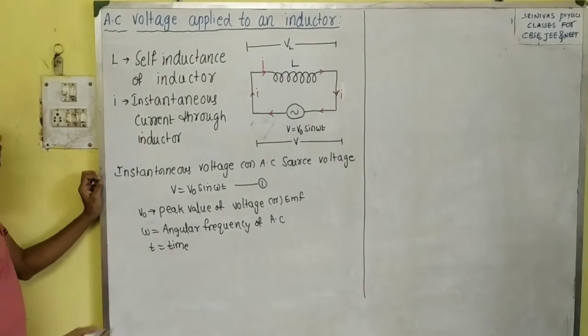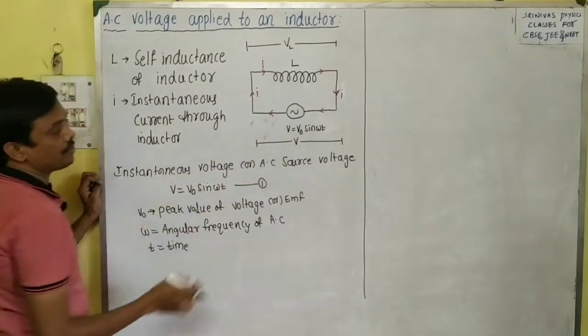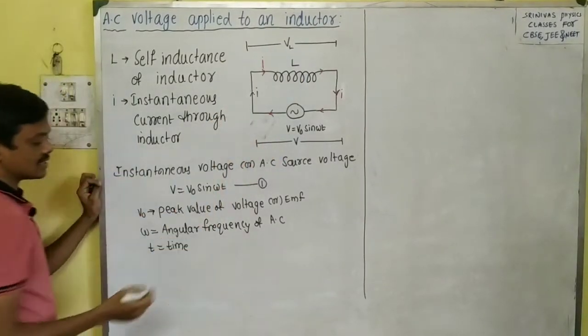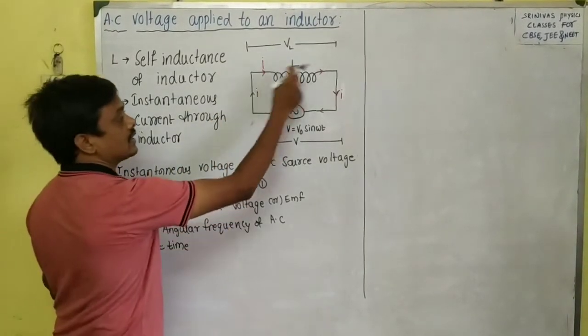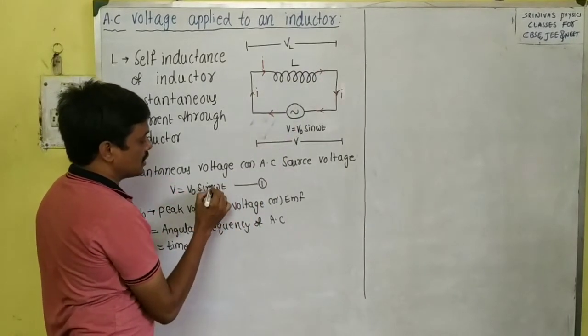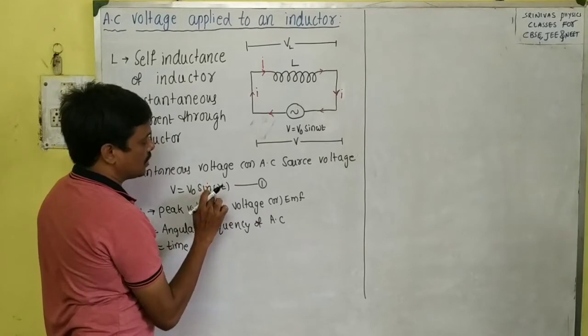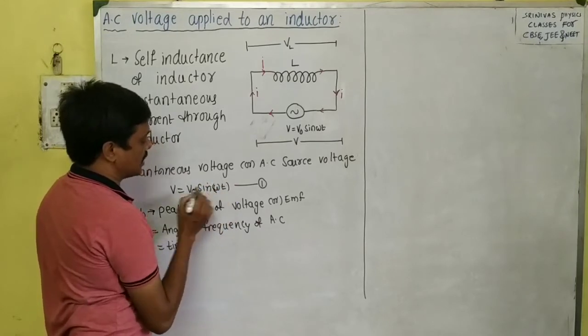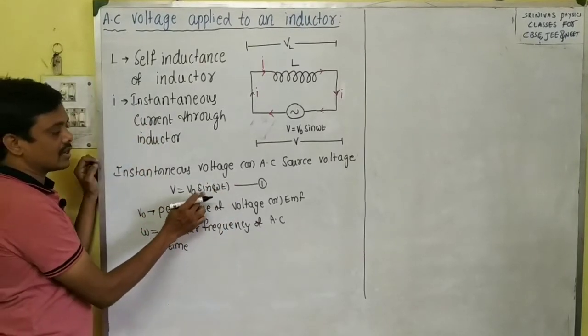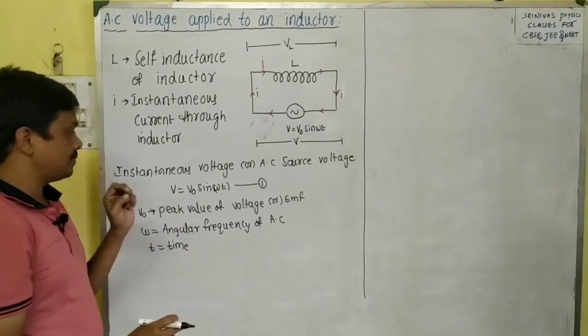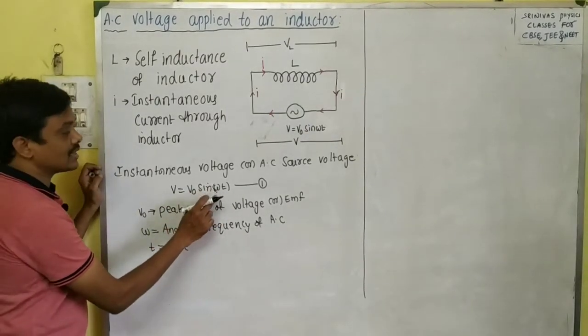Now let us see here. This alternating voltage we are applying here. L is the self-inductance. I want to derive the current here. This alternating voltage varies with the time. V is equal to V0 sin omega t.